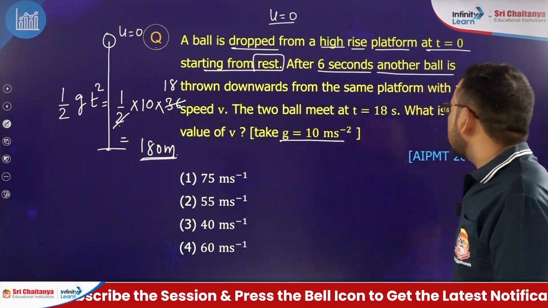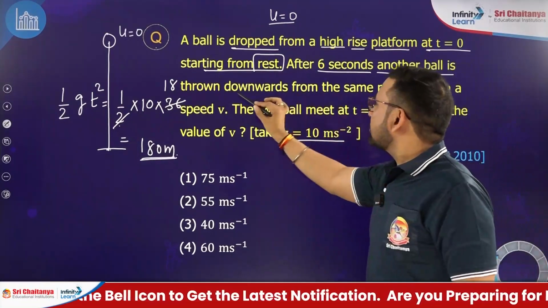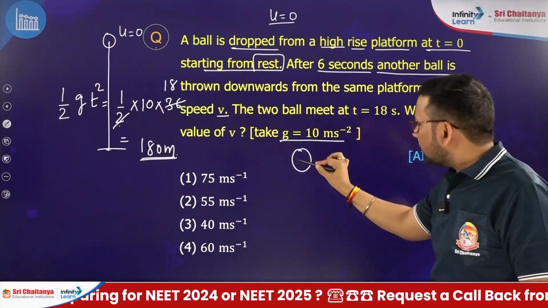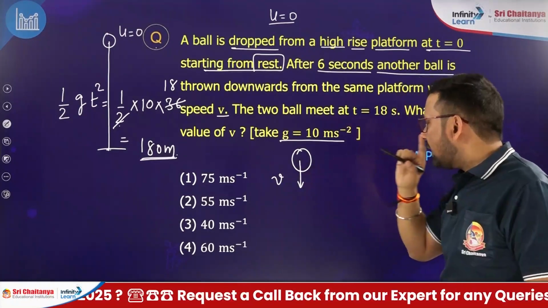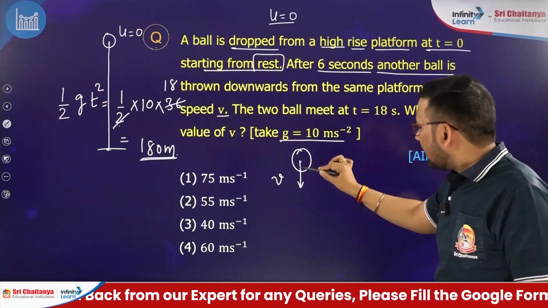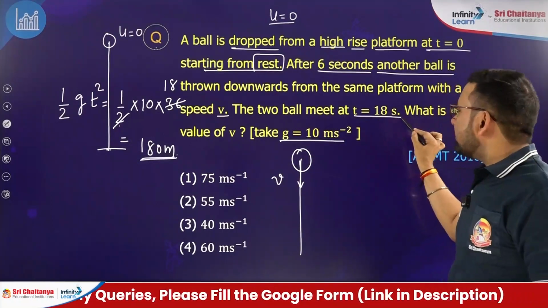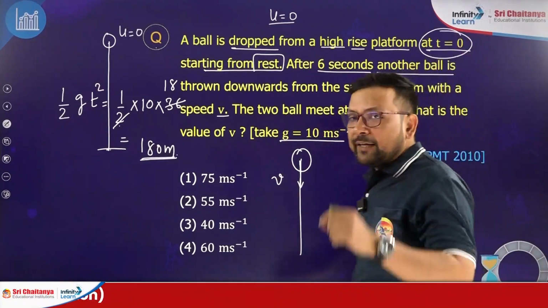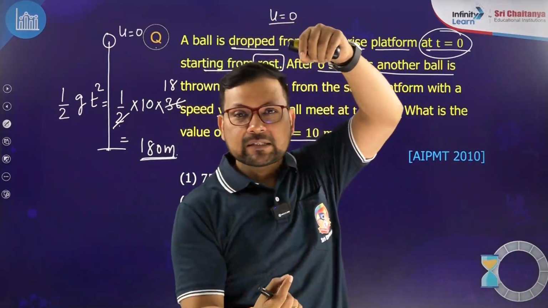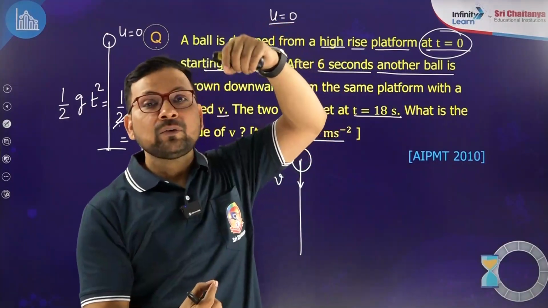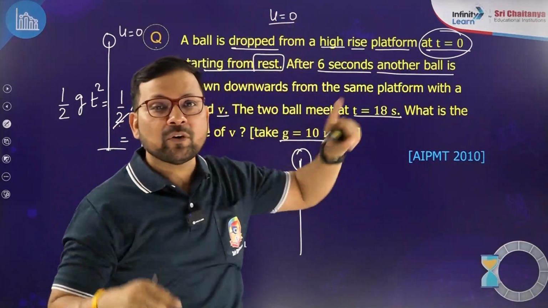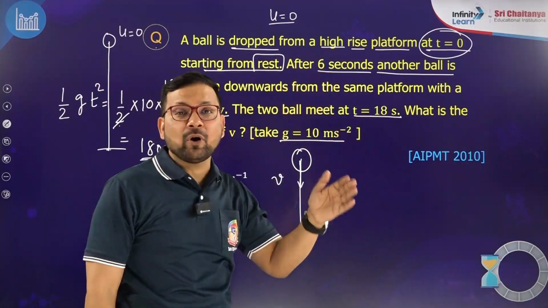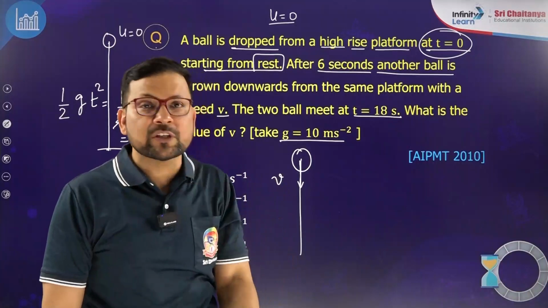Then second ball comes into picture. Now another ball is thrown downward from the same platform with a speed v. Now this is your ball number 2, which is going down with a speed v. Two balls meet at 18 seconds. Please try to understand here, all this time is given with respect to that reference. t equal to 0, then t equal to 6, first ball is moving. Then t equal to 18, means all these times are measured from t equal to 0. What I want to say, second ball is falling after 6 seconds, means second ball has only 12 seconds left to meet the first ball.